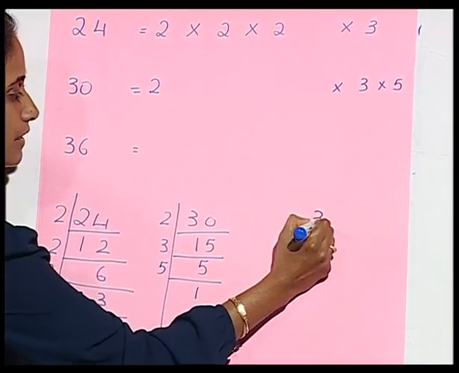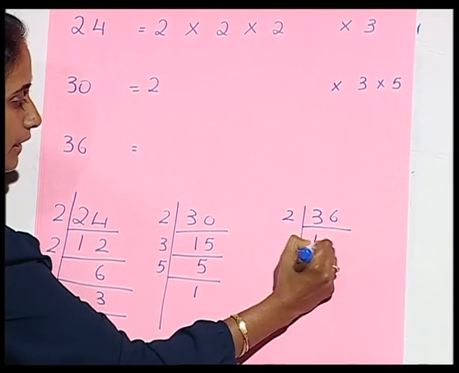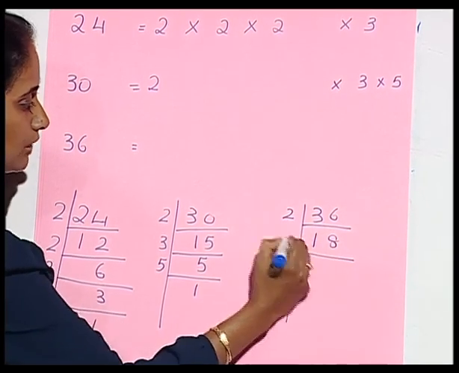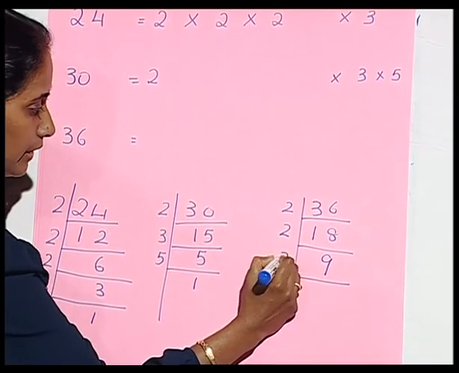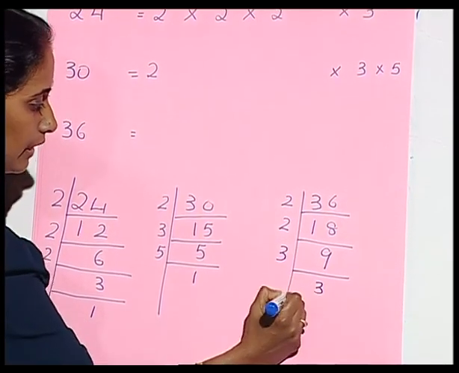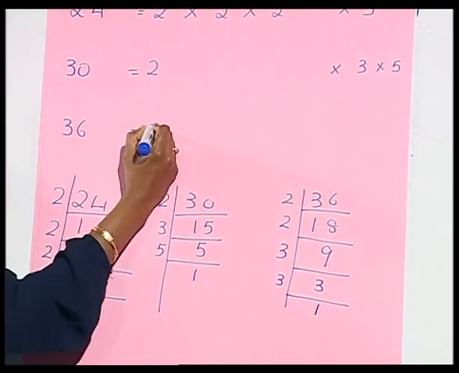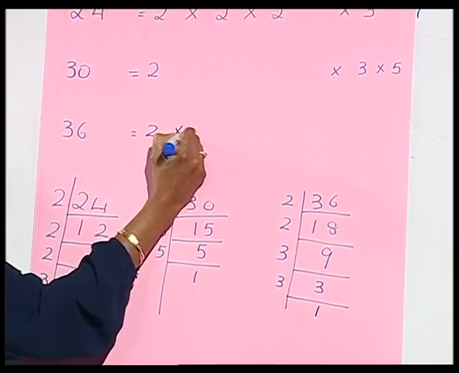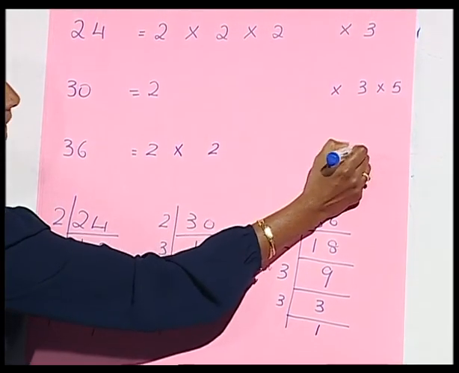Now for 36, I divide by 2. I get 18. Divide by 2 to get 9. Then I divide by 3, I get 3. And again, I divide by 3 to get 1. So 36 can be written as 2 times 2 times 3 times 3.